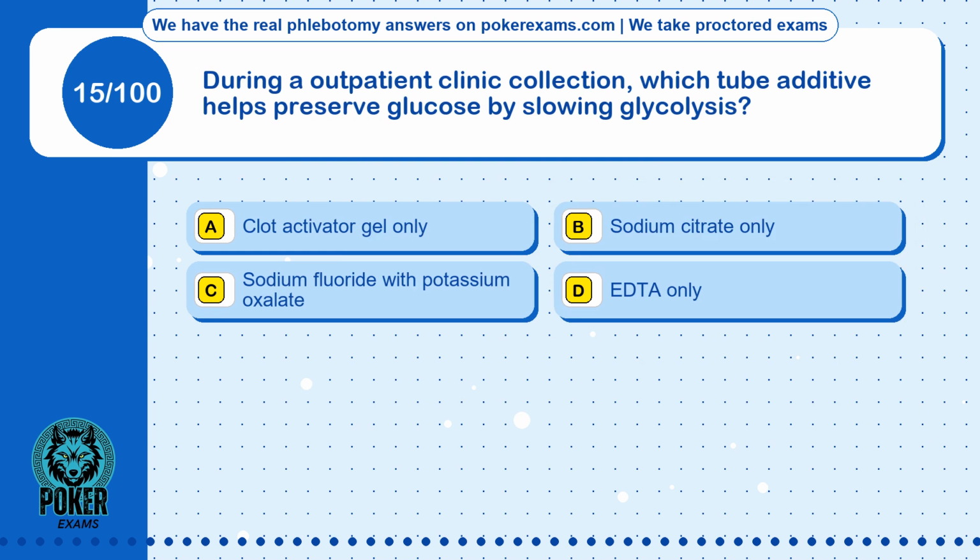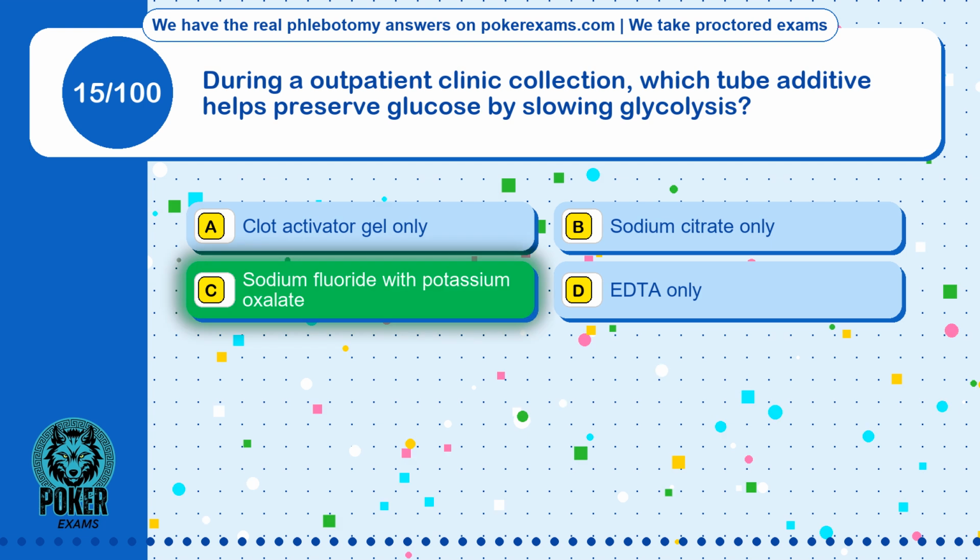Question 15. During an outpatient clinic collection, which tube additive helps preserve glucose by slowing glycolysis? Option A, clot activator gel only. Option B, sodium citrate only. Option C, sodium fluoride with potassium oxalate. Option D, EDTA only. The correct answer is option C.